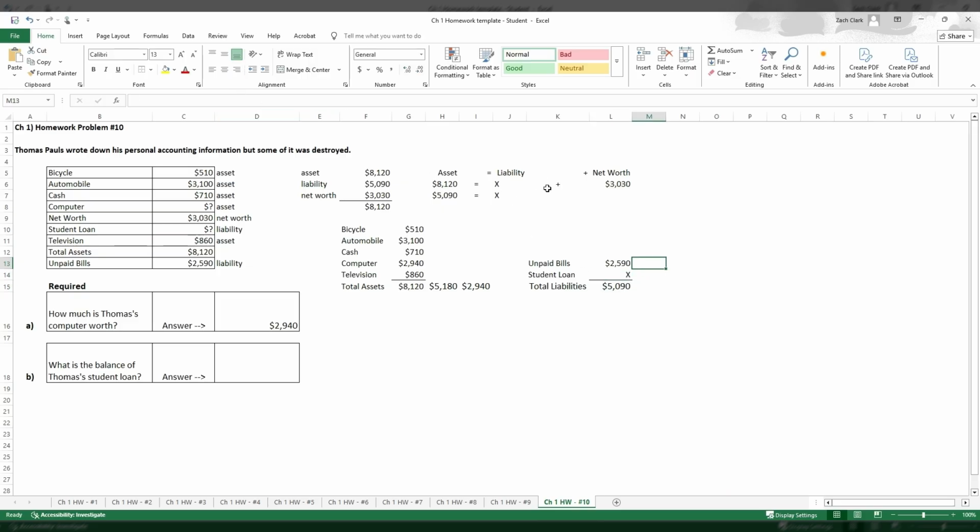And again, basically doing the same type of algebra here. If we know that the total is 5,090 and it's 2,590 plus something is that, then we can just subtract. We can do equals the total minus the other piece of it. Gets us our figure of 2,500, and that's our student loan balance.